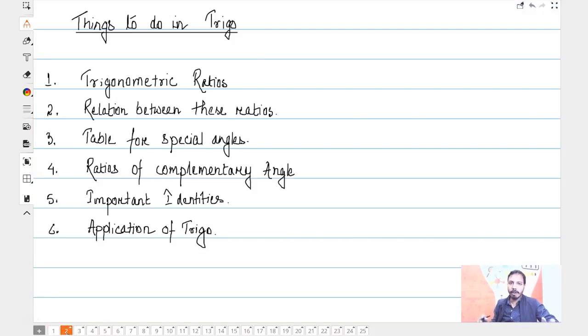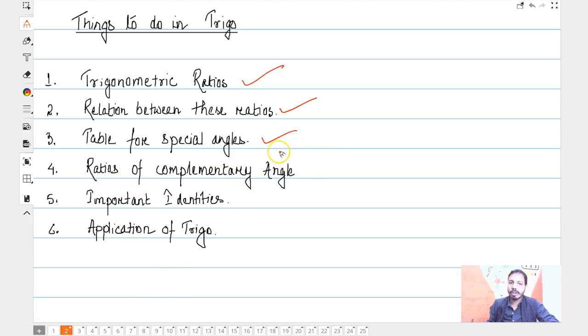So without wasting any time, let's quickly start and see what topics there are to cover in trigo. Basically trigonometry comprises these ratios, right? And then the relation between these ratios. For example, the ratios are sine theta, cos theta, tan theta, sec theta, etc. And what are the relations between them? And then the table for the special angles, okay?